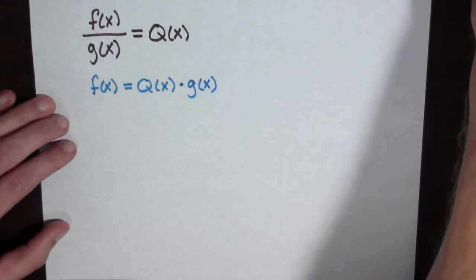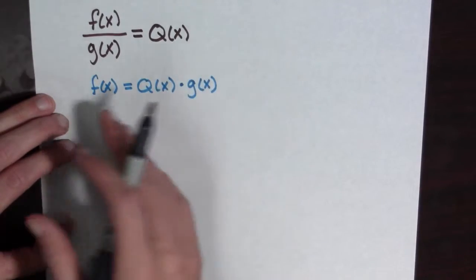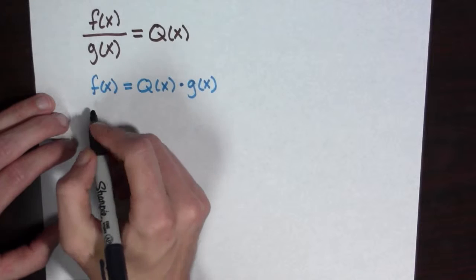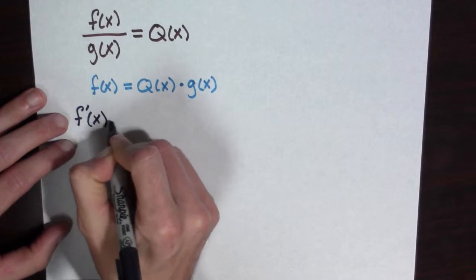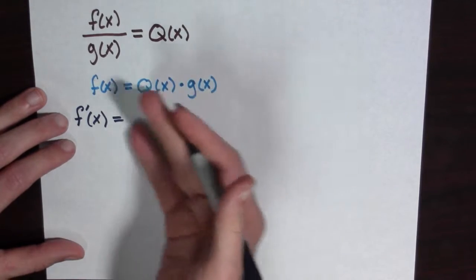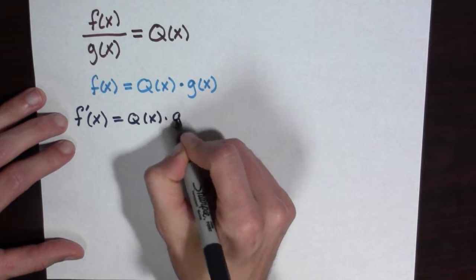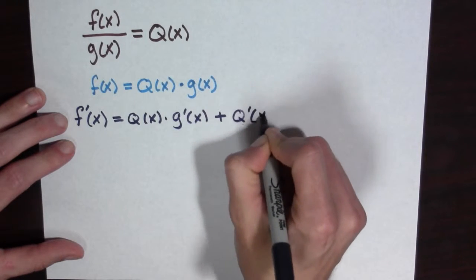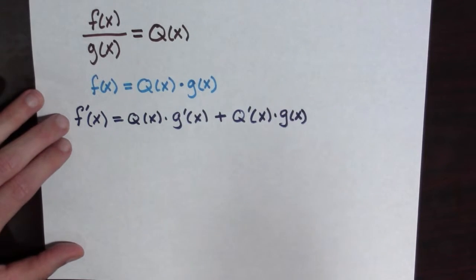Aha! And now I can take the derivative of both sides. These two functions are equal, and when I take the derivatives of both sides, I'm going to get something that's equal. And so I'm going to have f prime of x is equal to, we'll use the product rule now, q of x times g prime of x plus q prime of x times g of x.